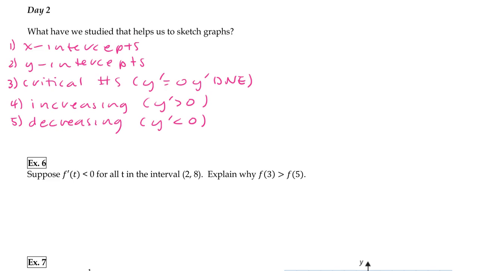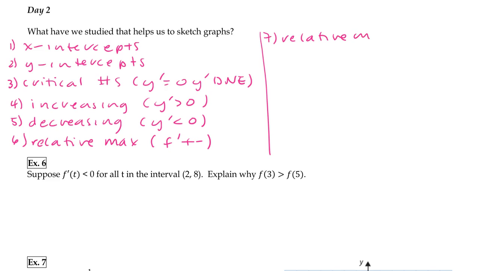Now, if we're testing increasing and decreasing, the first derivative test helps us to find relative max and min. The relative max we'll look at first. Do you remember what that is? That's when f prime goes from positive to negative. If I'm looking at relative max, why don't we also look at relative min? Relative min, think about we go down to go up. That's when f prime goes from negative to positive.